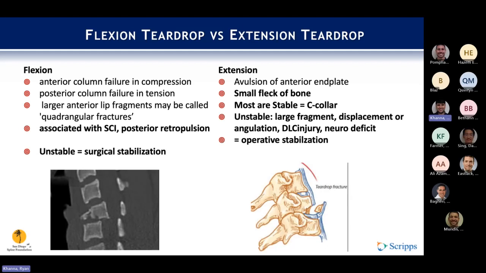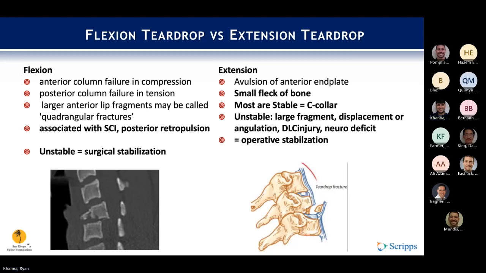These are pretty severe and are associated with spinal cord injury and posterior retropulsion, which leads us to operate to decompress and to stabilize. And if they are unstable, you can stabilize them either anteriorly or posteriorly, depending on the etiology.